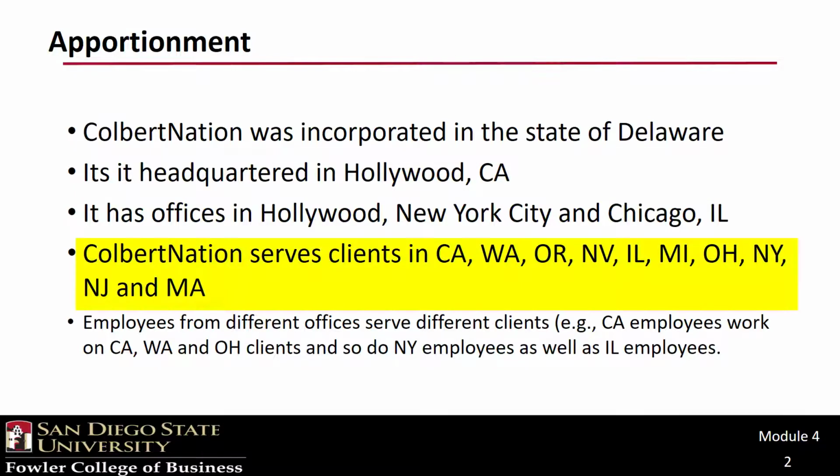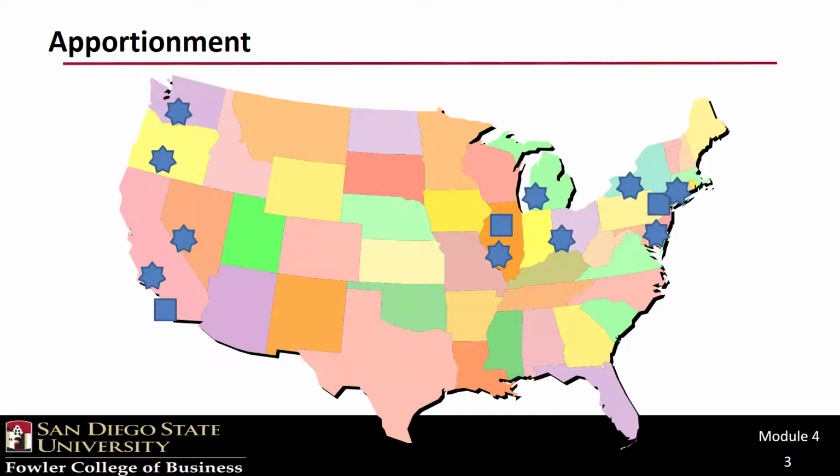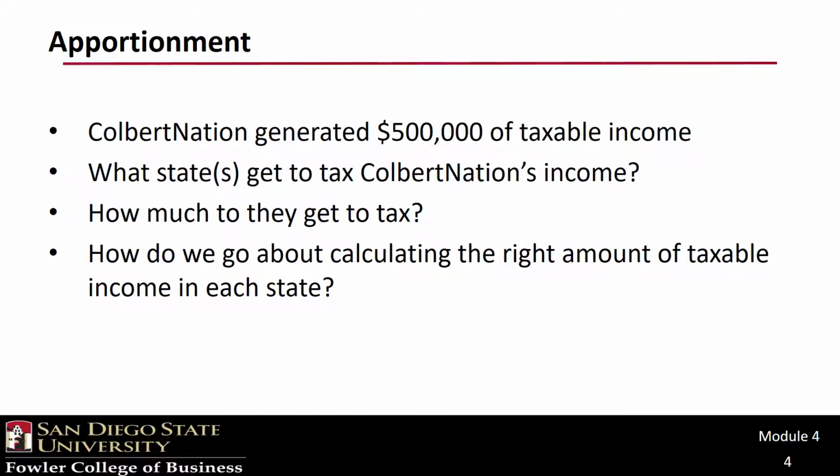It has customers in a wide variety of states, and frankly, its customer base can change from year to year. Its employees serve local clients, that is, clients in states in and adjacent to their home office, but they also travel to other client locations and offices. Basically, Colbert is all over the map. So Colbert keeps one set of books and reports taxable income calculated under federal tax law of $500,000.